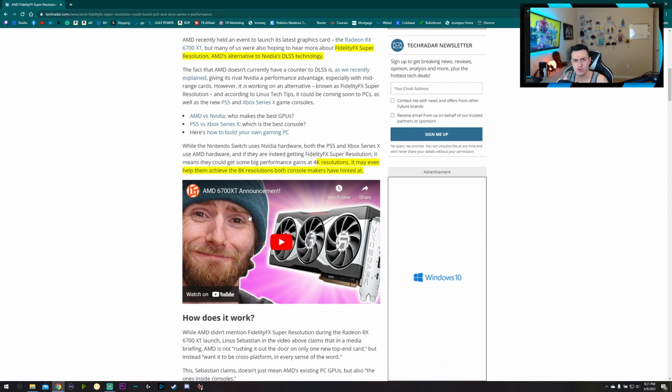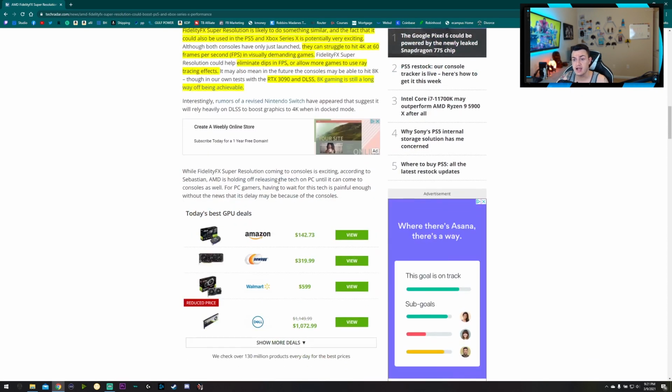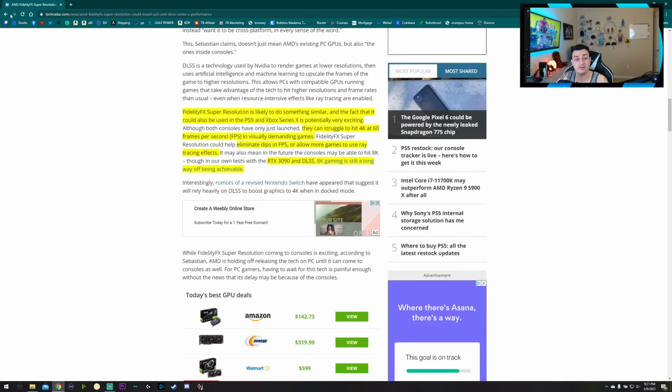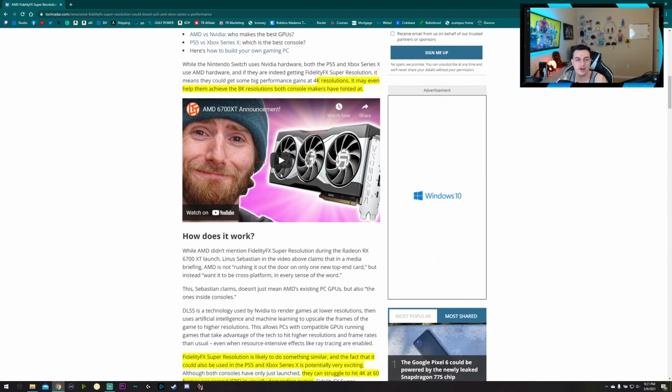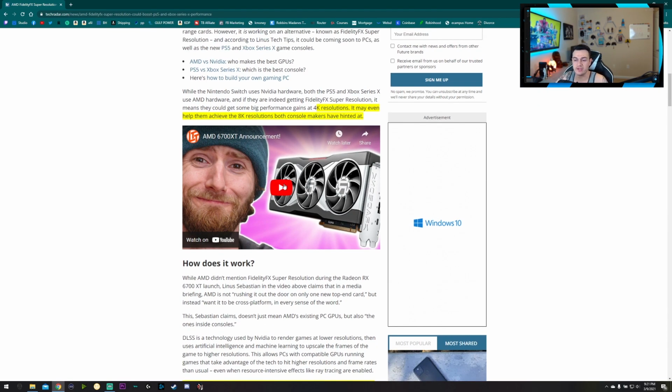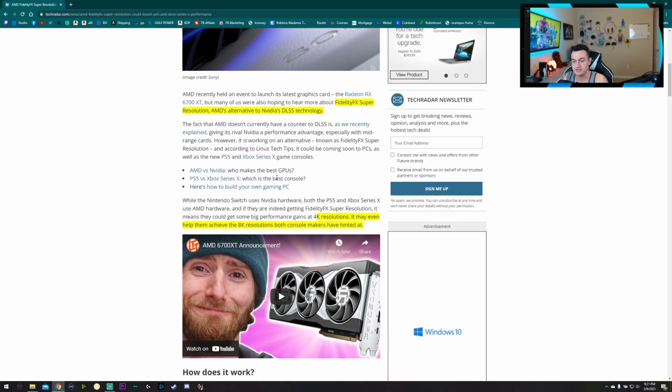8K gaming is incredibly resource intensive. As they say down here, they were doing testing, Tech Radar here, with an RTX 3090, that's a $1,500 graphics card, with deep learning super sampling on, and 8K gaming is still a long way off from being achievable. I think their frame rates were down there in the like 18 to 20 range. Granted, they were doing benchmarks that are incredibly resource intensive, but still.